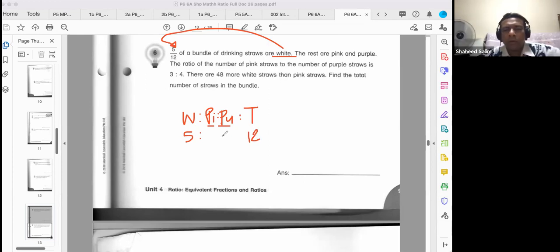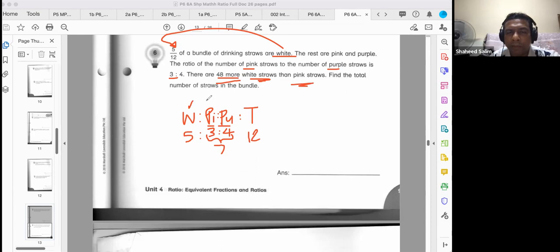So the balance must be how many? The balance must be 7. 12 minus 5 is 7. So now down here we have the ratio of the pink to the purple is 3:4. Just nice, 3 plus 4 is 7. You're very lucky in this case. You can write down like that: 5, 3, 4. Now they tell you there are 48 more white straws than pink straws.